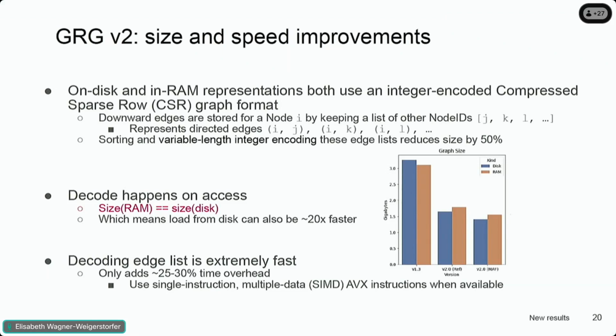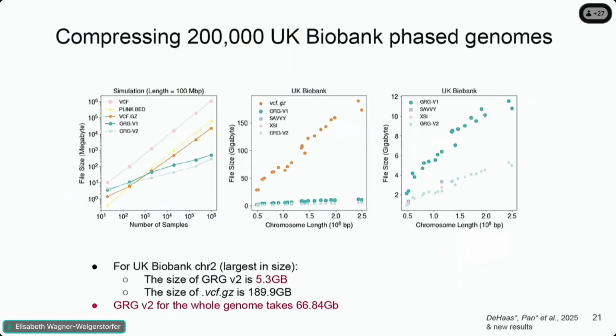So I'm going to show you some results. First, I want to show you how we do in compressing the data in terms of file size. The very left panel is based on simulated data. The x-axis is the number of samples, which varies from 10 to 1 million samples, and the y-axis is the size of the data.